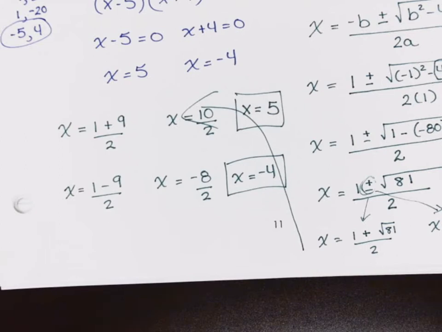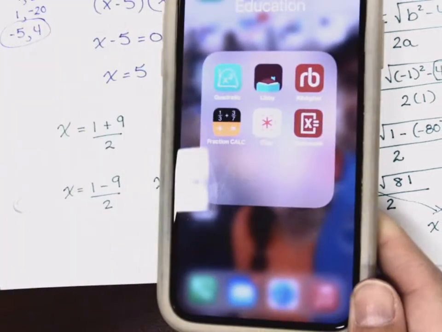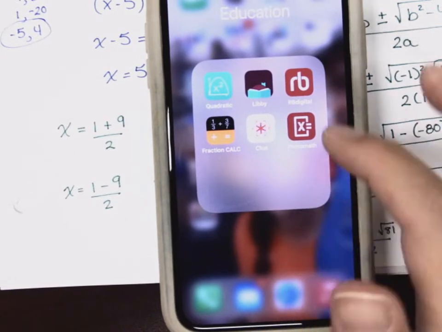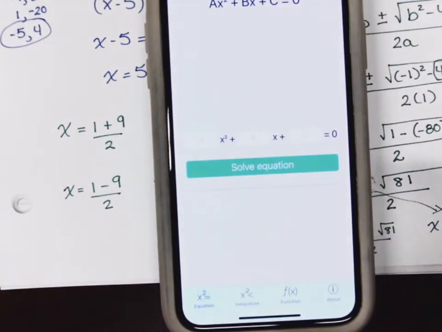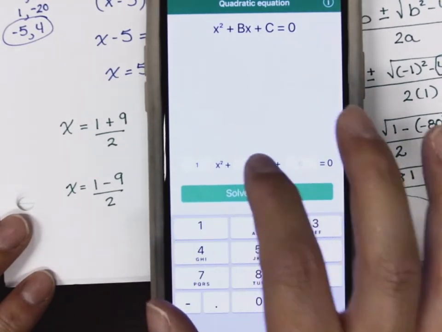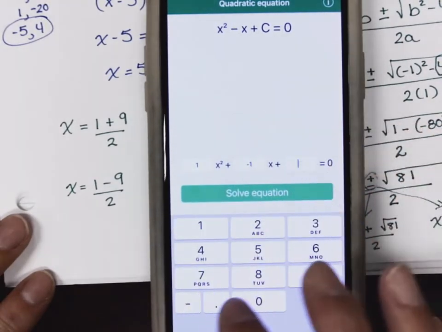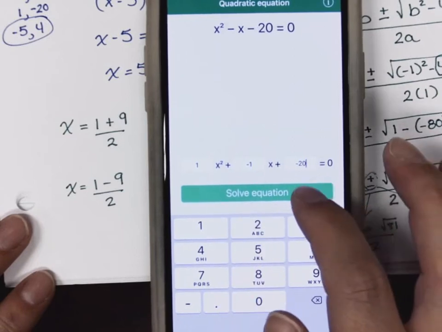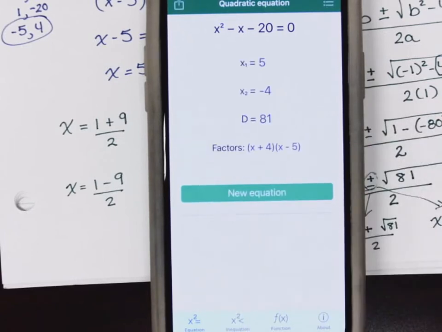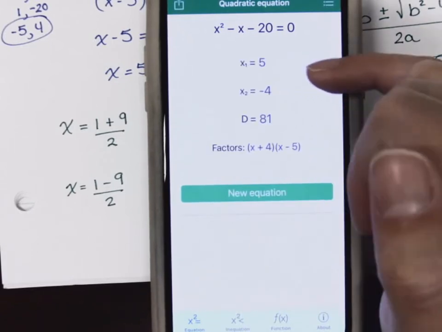I will let you guys in on a little secret, because that's what we're here for. There are all kinds of apps out there that have the quadratic formula in them. So I have one called Quadratic. It was free. And I can actually just put in my A, B, C values. So A was 1, B was negative 1, and C was negative 20. And you see that the formula shows up there. That's the way it should look. And I say solve the equation, and it tells me what my x values are.